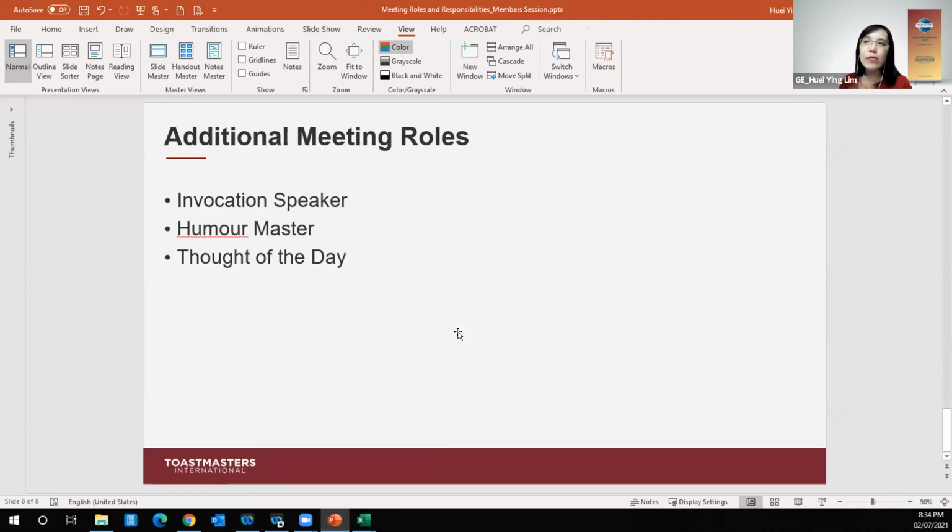Then this slide shows additional meeting roles. They are not mandatory or compulsory, but if you have time in a future meeting, you can always have someone give an invocation speech. So what is an invocation speech? It's basically a 2 to 3 minute speech to give some inspiration to the members and guests. Normally if you attend any forum or conference, there will be a keynote speaker. It works similarly to that.